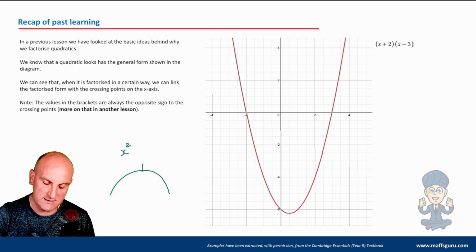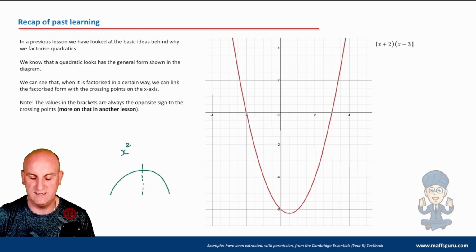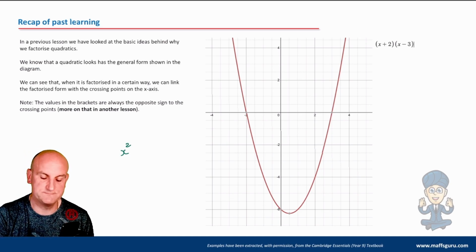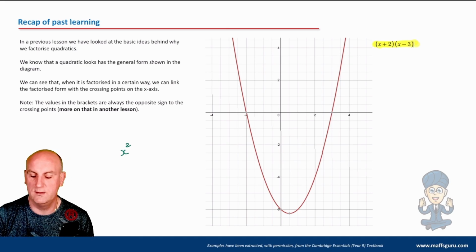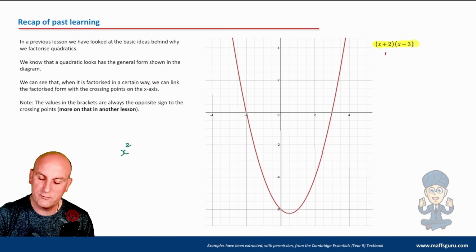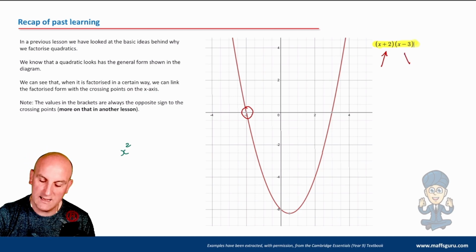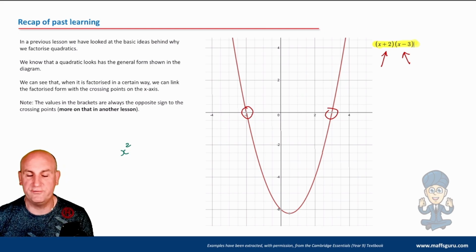Now, these things are symmetrical around the middle. They have highest points and minimum points and all that type of stuff, but I don't really want to get too deep into that. But what we begin to notice is that if we can get it into this factorized form here, then there's actually some relationship between that plus 2 there and the fact that this seems to cross at minus 2. And there is a relationship between a negative 3 there and the fact that it crosses there at positive 3.